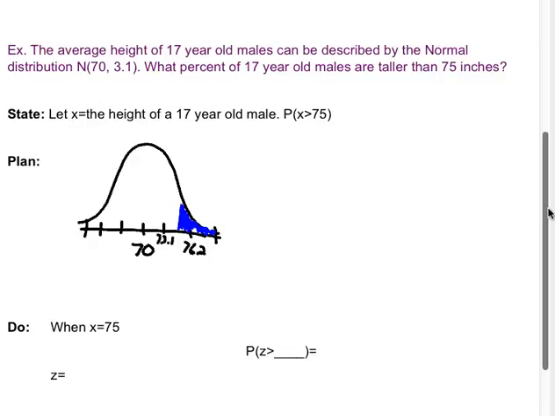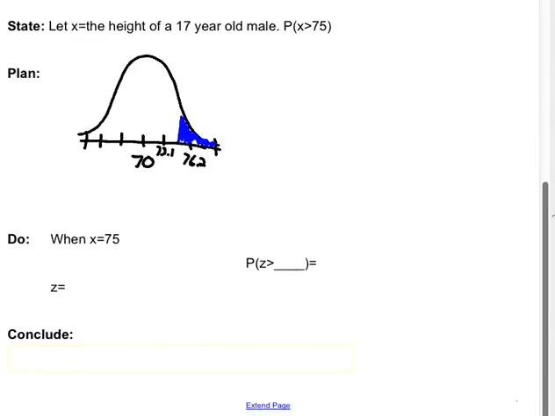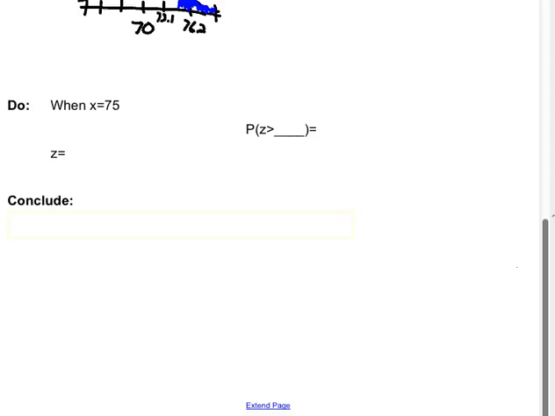All right, so plan by making your sketch. And now the do is actually doing that calculation. So whenever we're finding a normal probability, we need the z-score, okay? So the z-score here is for an observation of 75 with a mean of 70, standard deviation of 3.1.